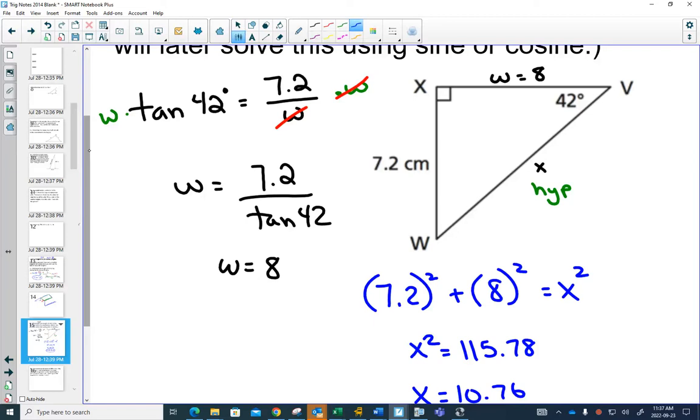So what we want to get alone is the W. Right now the W is problematic because it's on the bottom of a fraction. So I multiplied both sides to get the W on the top, but it's not alone, it's with the tan 42. Then I had to divide by tan 42 to get happy W all by itself. All right? That's your basic grade 9 solving equation stuff, right? That comes up over and over again in grade 10.